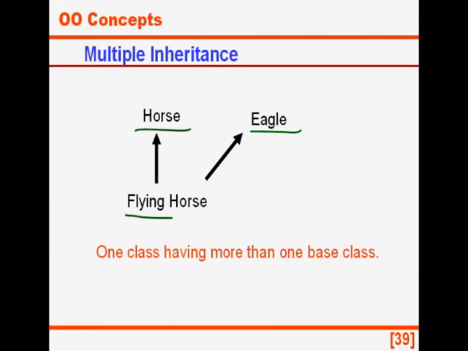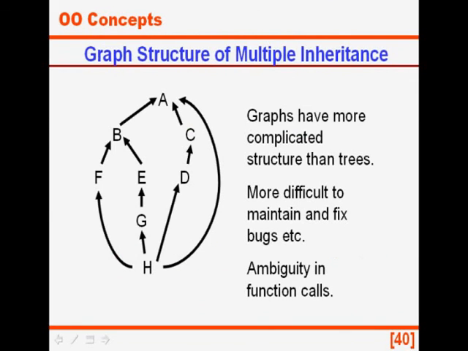One class having more than one base class is known as multiple inheritance. When we have multiple inheritance, the inheritance structure resembles a graph. Here we have A, from which we have derived classes B and C. Class E is derived from B, class D derives from C, G is derived from E, and F is derived from B. H is derived from F, G, D, and A. One class can have multiple base classes.